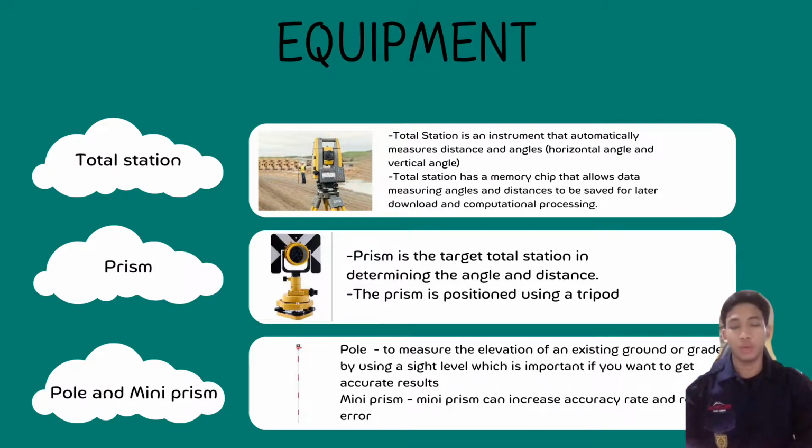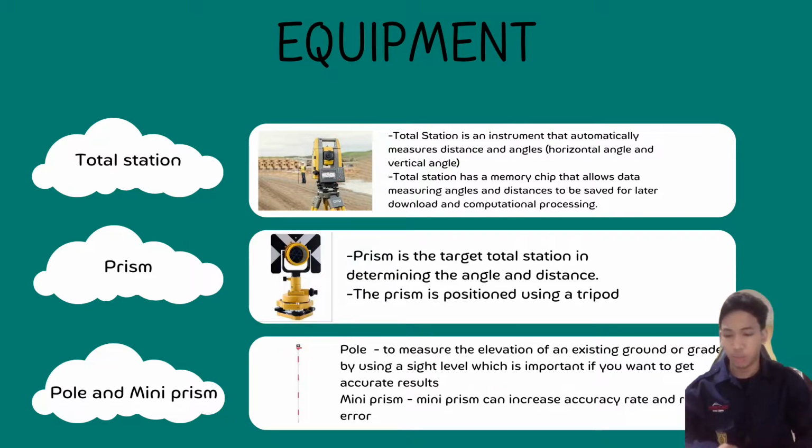So I'm here to present to all of you about the equipment that we use in setting out. So for the first equipment is total station. Total station is an instrument that automatically measures distance and angles. Total station also has a memory chip that allows data measuring angle and distance to be saved for later download and computational processing. So for the next equipment is prism. Prism is the target for the total station in determining the angle and distance.